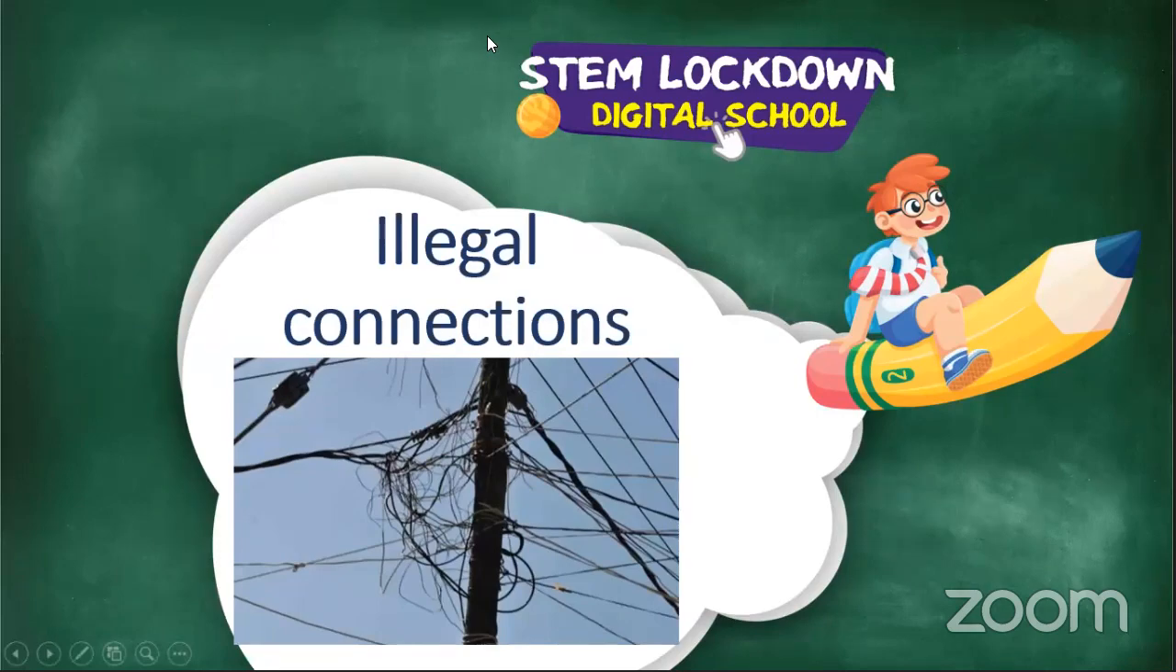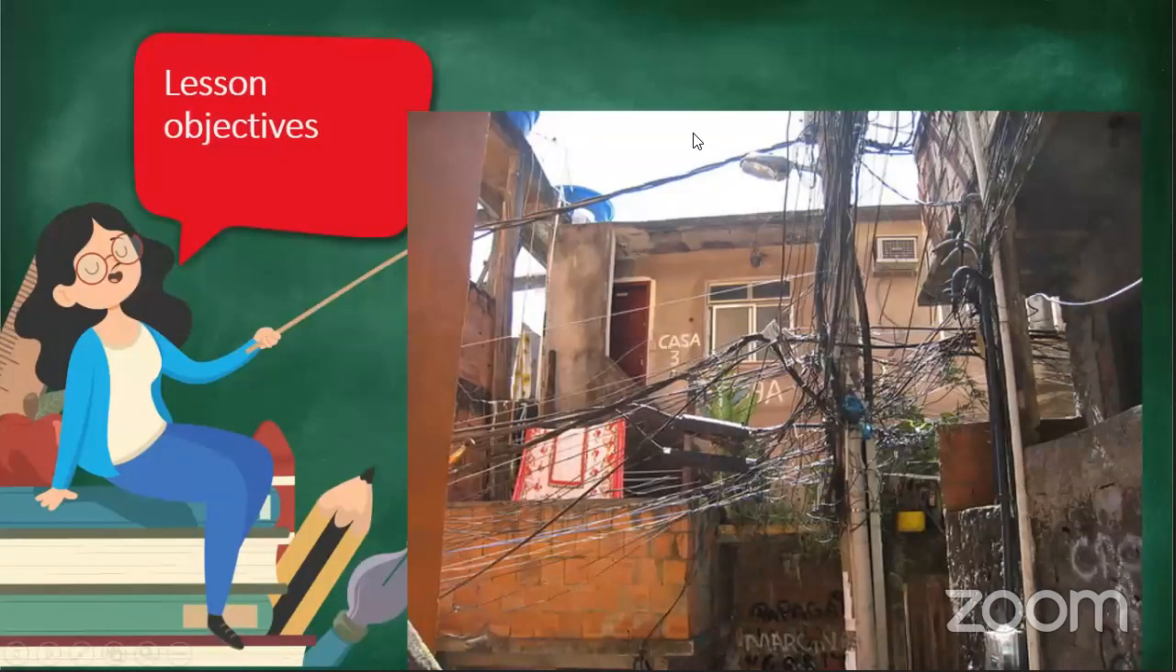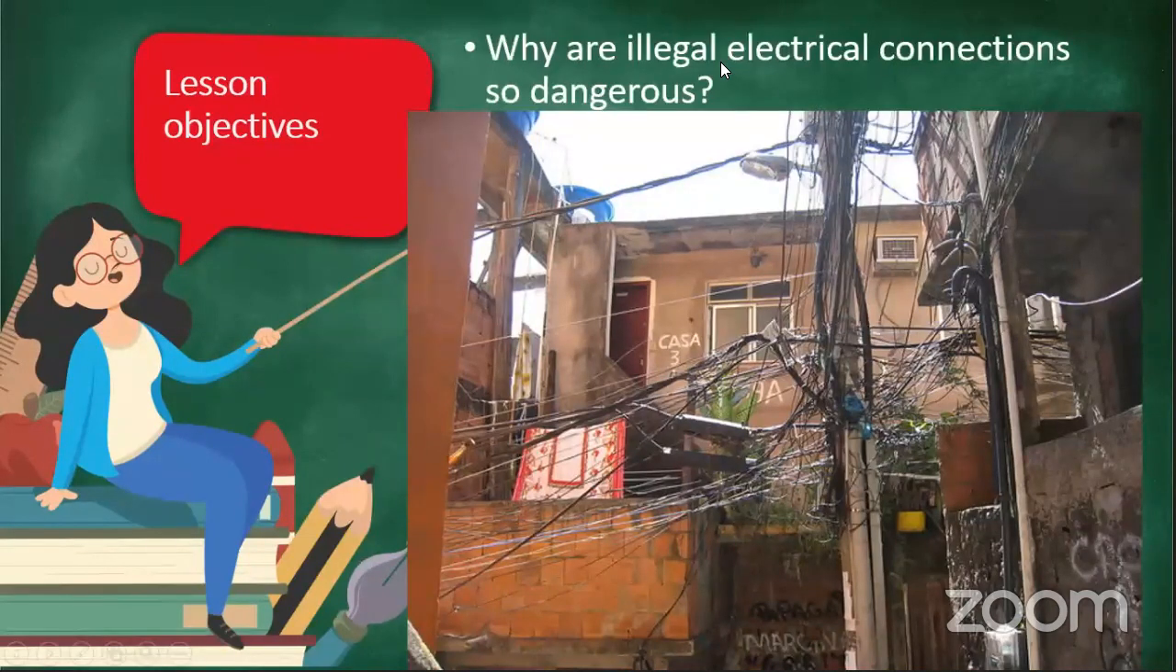All right, so our lesson objectives, we're going to learn about why illegal electrical connections are so dangerous. That is today's objective, to find out exactly why these illegal connections are so dangerous. And you can actually answer that. Why is it that they are dangerous? Tristan.